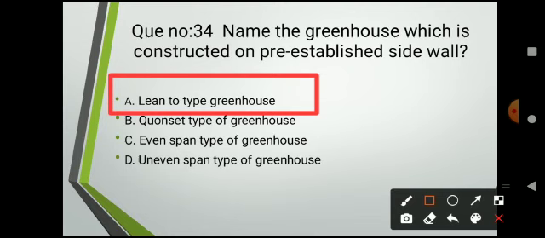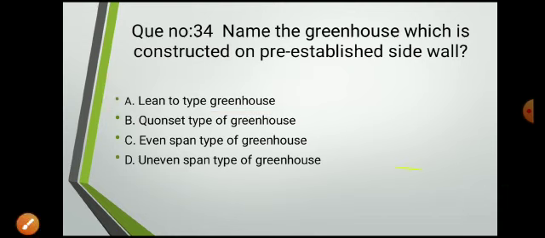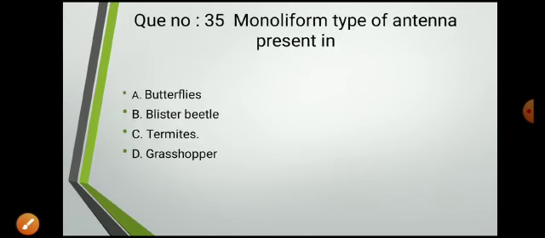Next question, question number 35. Moniliform type of antenna, they are present in? Options are butterflies, blister beetle, termites and blackhopper.